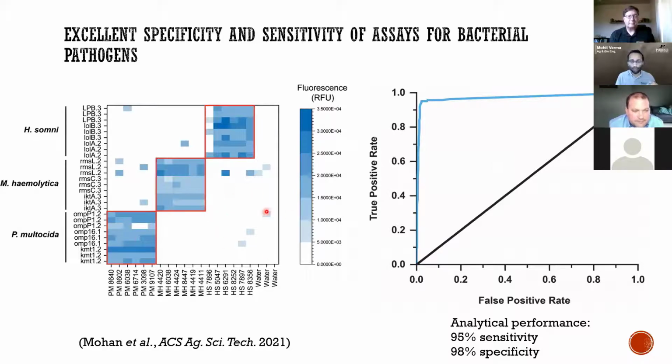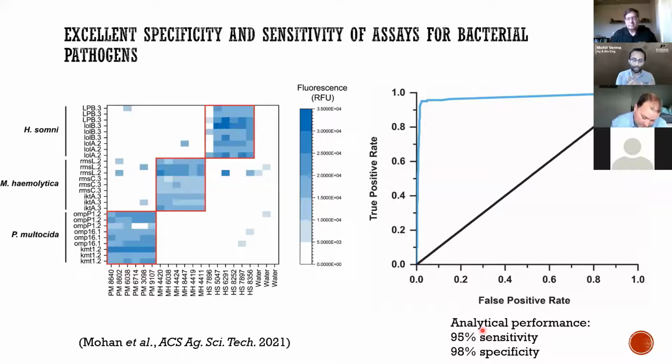And when you convert this data to something called a ROC curve, or basically a receiver operator characteristics curve, you can determine how good is your assay. So you can look at your false positives versus true positive rates. And we see that it's really good in terms of detecting the species that you want to detect and not detecting the ones that you don't. So it has greater than 95% specificity and sensitivity.